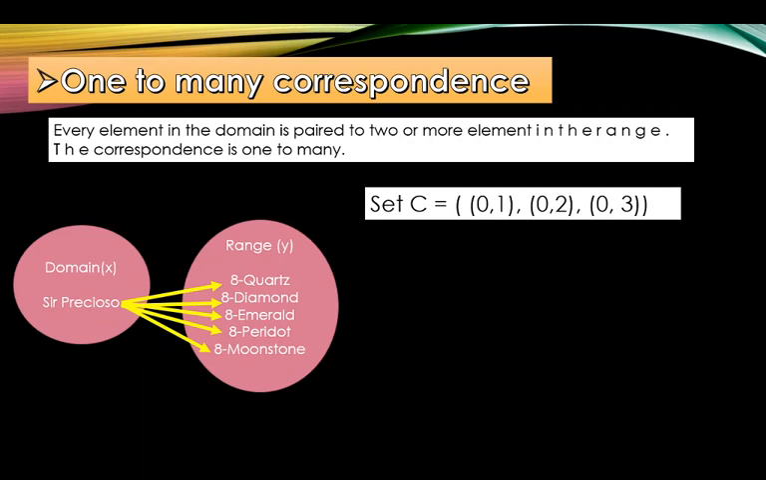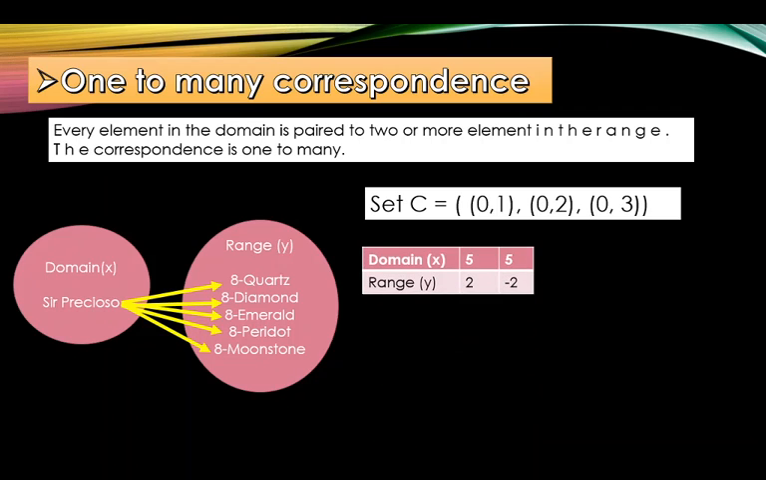Another one, we have here an example of ordered pair. Take a look at the domain. The domain here is 0 only, and it is paired to how many range? 1, 2, and 3. So that is an example of one-to-many correspondence. So take a look at the graph. We have 5 and then 2. We have the table 5 and then 2, 5 and negative 2. There is only one value for the domain, that is only 5, paired to 2 values of the range, which is 2 and negative 2.